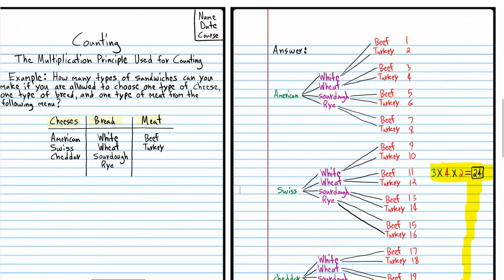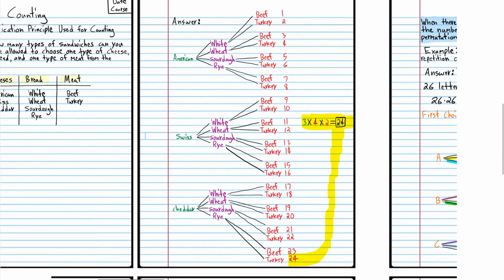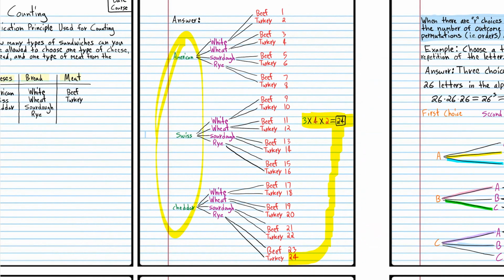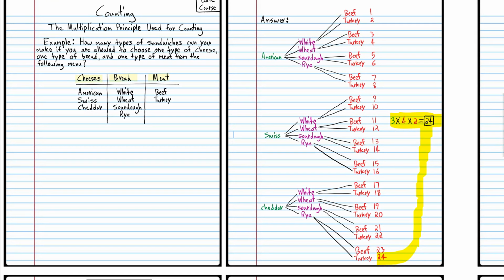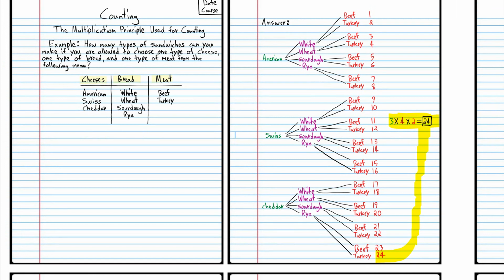And that principle is demonstrated here. We're first going to choose the cheese that we want, and we have three options for cheese: American, Swiss, and cheddar. And then we're going to choose the type of bread that we want, and then we're going to choose the type of meat. And what we're going to do is use this tree diagram, if you will. It's kind of a tree on its side, to help us count how many types of variations there are. It's going to be a visual representation for us.